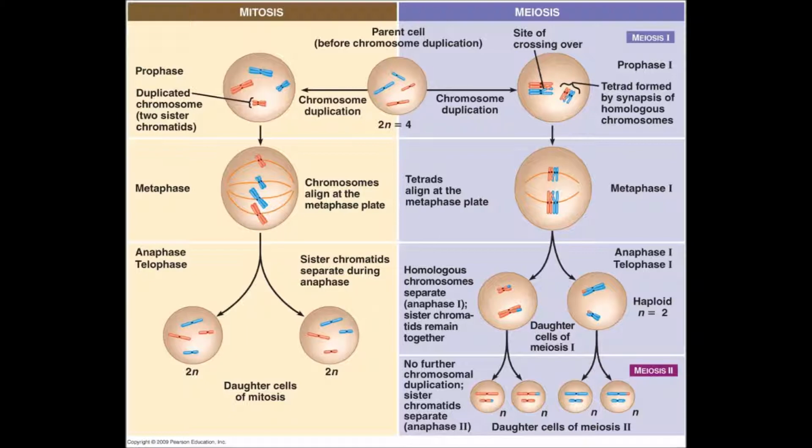Okay, remember, meiosis is PMAT twice. So in meiosis, we do prophase, metaphase, anaphase, and telophase twice. You can remember this by P, we're preparing for meiosis. M, the chromosomes are lining up in the middle of the cell. A, anaphase, the chromosomes are being pulled apart. And T, telophase, the cells are tearing apart and forming new cells.